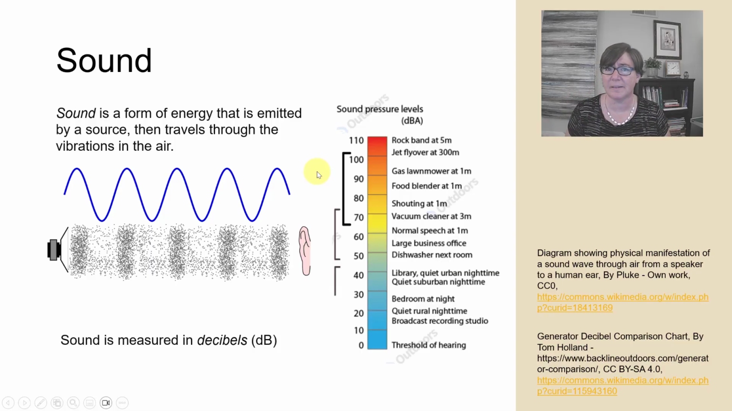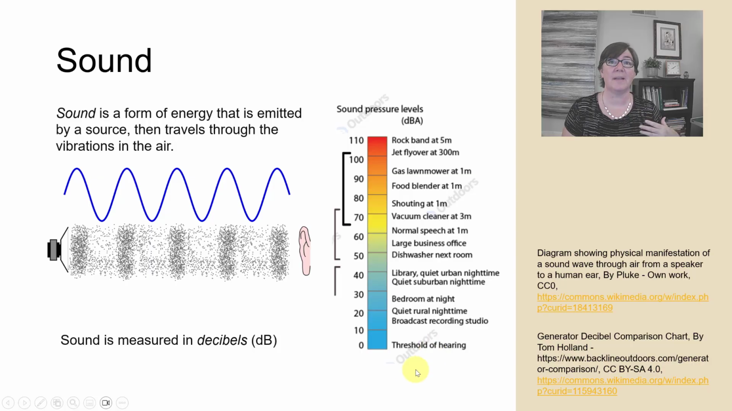What is sound? Right? It's a form of energy emitted by a source, so something produces the sound, and then travels through vibrations in the air until it reaches the receiver, which in this case is your ear. Okay? Sound is measured in decibels, and they're abbreviated with a lowercase d, uppercase b.